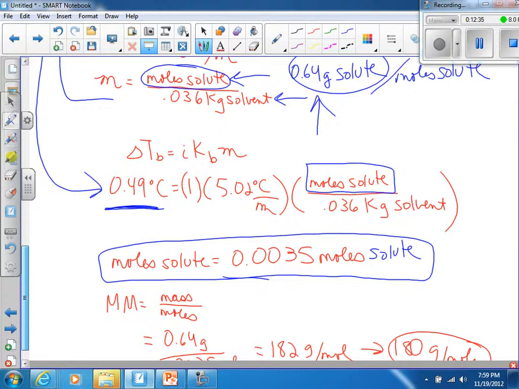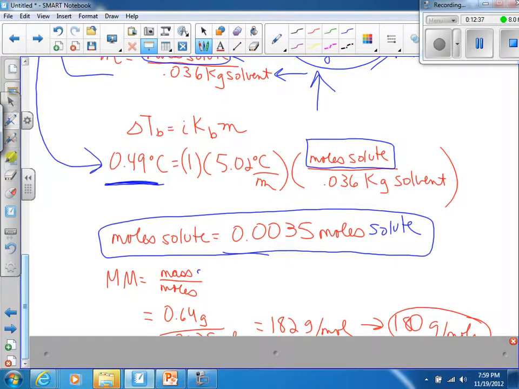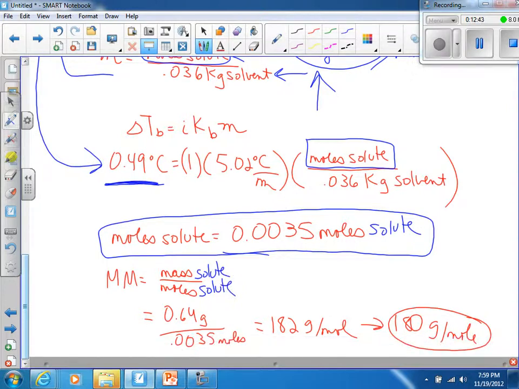So our molar mass is just the mass of solute over the moles of solute. We were given the mass, we calculated the moles using the boiling point elevation equation, and we get our final answer.